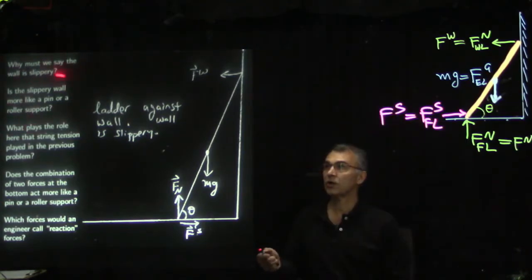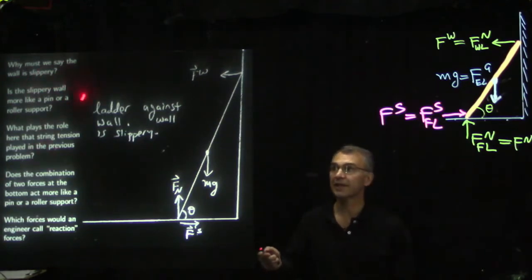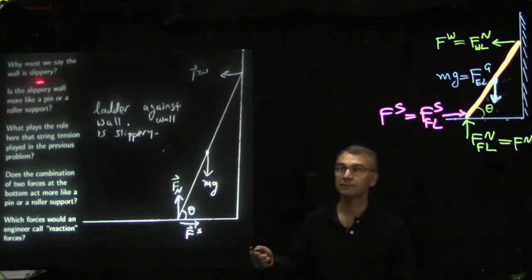Is the slippery wall more like a pin or a roller support? We haven't really talked about that in detail yet. We will soon. But if you remember from the arch problem, the hinge at the top of the arch was a pin or a hinge. It could exert forces in two different directions, whereas the skateboards underneath the arch could exert only forces normal to the surface on which the skateboards roll. In other words, only forces normal to the floor. So the slippery wall is actually just like a roller support.